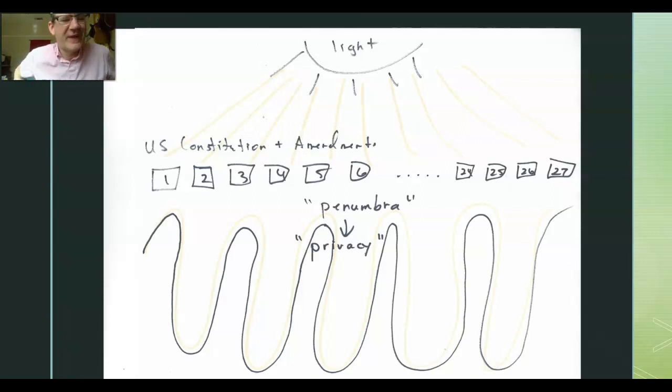I'll have a more fancy drawing later, but this is how I used to do it on the board. And for right now, that's how I'm doing it. Here you have a light at the top, light coming through, hitting the Constitution and amendments, and you have a penumbra, and in that shadow, in that penumbra, they largely appealed to 4 and 8, if memory serves, but different justices appealed to different ones, right?